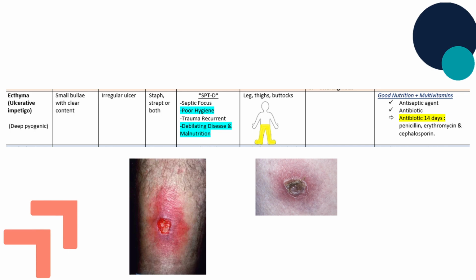The main line of treatment, as debilitating disease and malnutrition is a common predisposing factor, is good nutrition and multivitamins, and we could apply a local treatment as antiseptic agents or antibiotics. And for systemic antibiotics, we said that it's a deep infection, so we need antibiotics for a longer period, 14 days, unlike impetigo contagiosa, in which the treatment only lasted for 7 to 10 days. So we will use almost similar antibiotics such as penicillin, erythromycin, and cephalosporin, but the duration of the treatment will be longer, and antibiotics will last for 14 days.